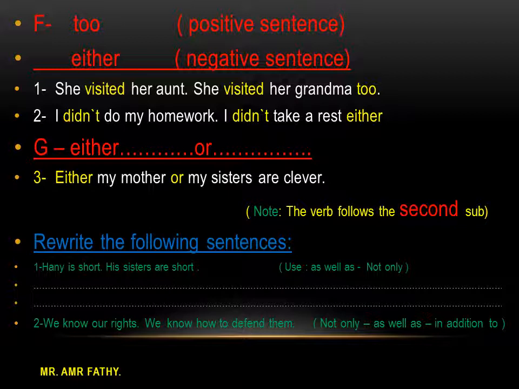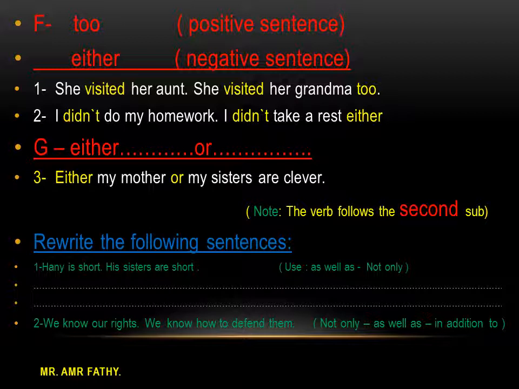Is it clear? Okay, in here we have some exercises to rewrite the following sentences by using as well as. I'd like to drill you on the rewrite. Hani is short, his sister is short. You are asked to use as well as and not only. I think it's very easy now. So Hani as well as his sister is short or are short.